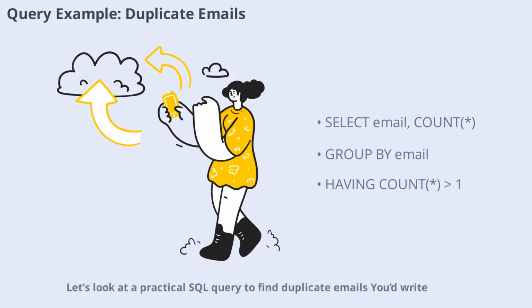Let's look at a practical SQL query to find duplicate emails. SELECT email, COUNT(*) AS count FROM employees GROUP BY email HAVING COUNT(*) > 1. This groups all records by email and only shows those with more than one entry. Such queries are not only useful in interviews but also in real-world scenarios where you need to maintain unique records, like user registrations or contact lists.